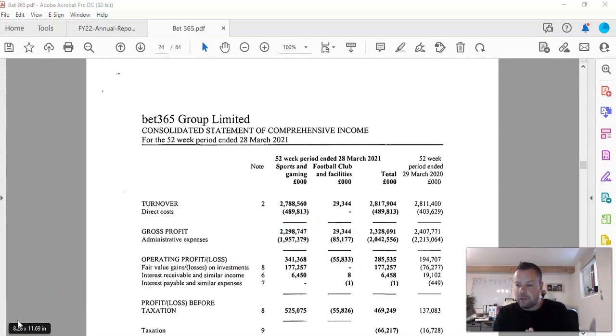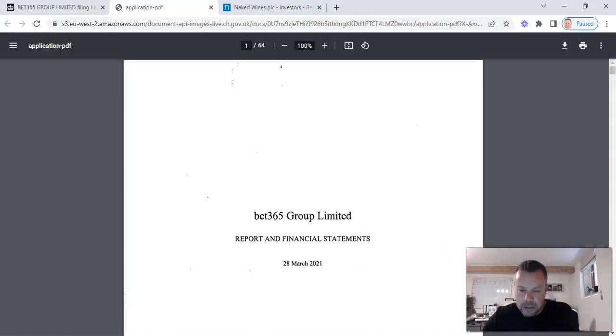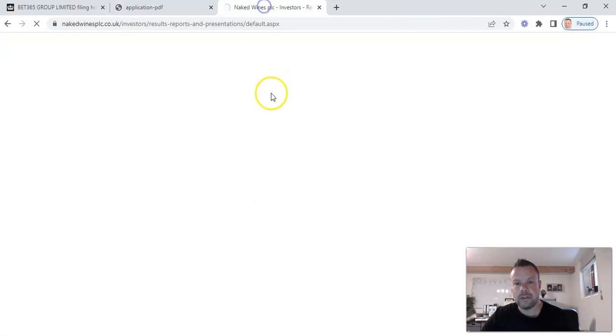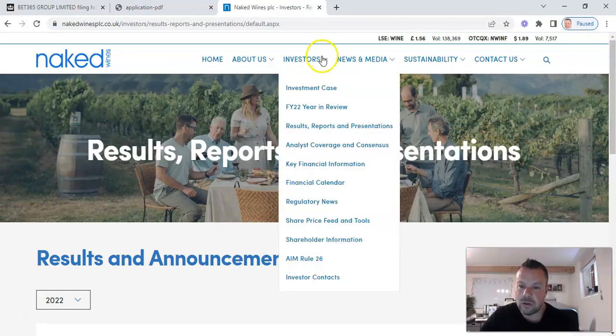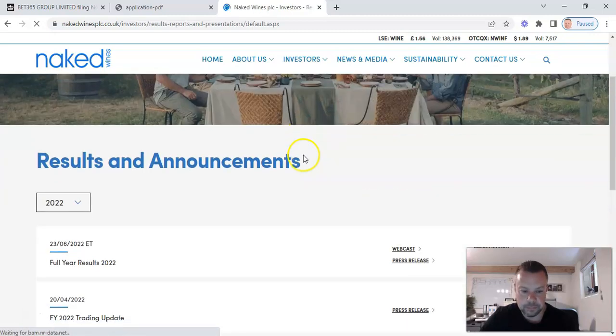But what about if the business is a public company? Well, you might find the information in a slightly different way. So I'm going to pick a business that I've been a customer of for quite some time, which is Naked Wines. And if I search for the investors section of Naked Wines, you'll see there's all sorts of information. And if I go, this is on their website rather than on the Companies House website. Go to results, reports and presentations.